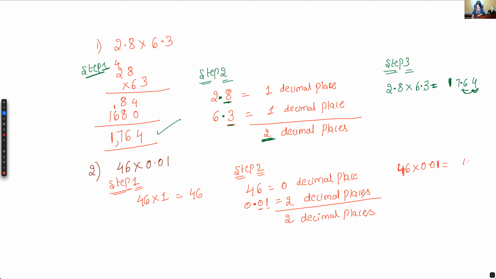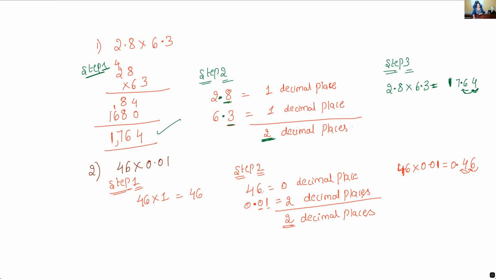We got 46. Because we have 2 decimal places, we are just moving 2 steps to the left and keeping the decimal point. Okay. So in the first example, we did 2.8 times 6.3, where we took 2 decimal numbers and multiplied. In the second example, we took a whole number and multiplied it by 0.01, which is just 46 times 1 is 46.